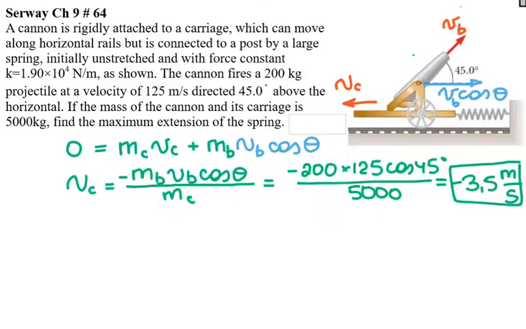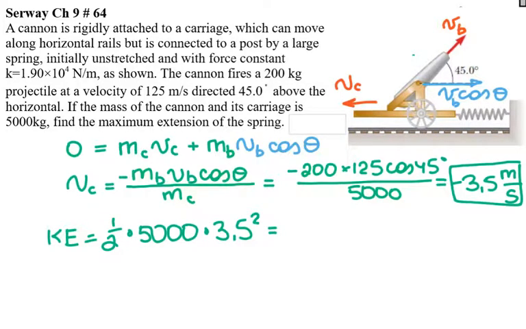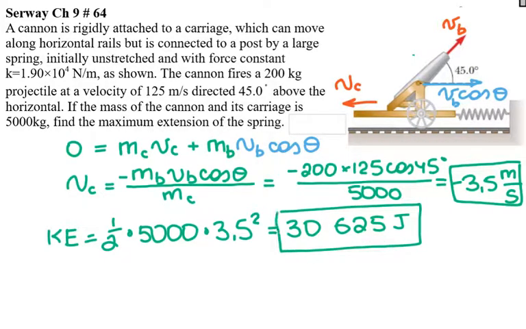Now, since I know the velocity of the cannon right after firing, the cannon has kinetic energy. The kinetic energy of the cannon is 1/2 its mass times its velocity squared, 3.5 squared. I don't need to plug in the negative number, because when I square it, it's still going to be positive. So I got the energy of the cannon is 30,625 joules. This is how much energy the cannon has right after it fires the cannonball.